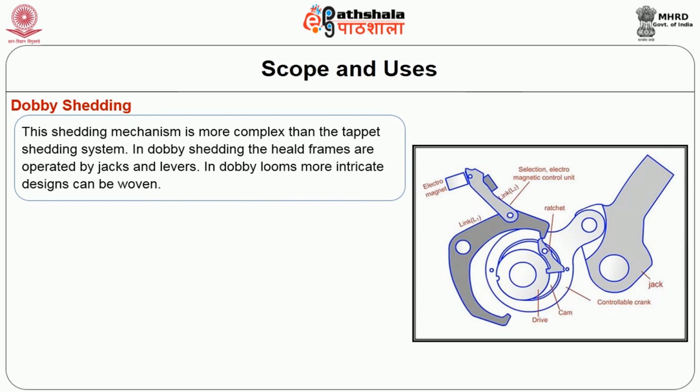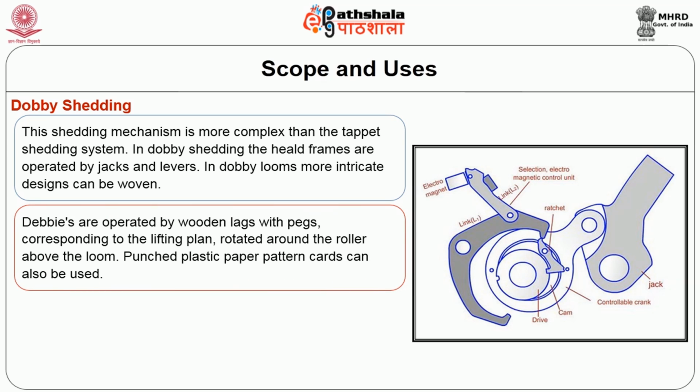Dobby shedding. This shedding mechanism is more complex than the tappet shedding system. In Dobby shedding, the heald frames are operated by jacks and levers. In Dobby looms, more intricate designs can be woven. Dobbies are operated by wooden lags with pegs corresponding to the lifting plan, rotating around the roller above the loom.